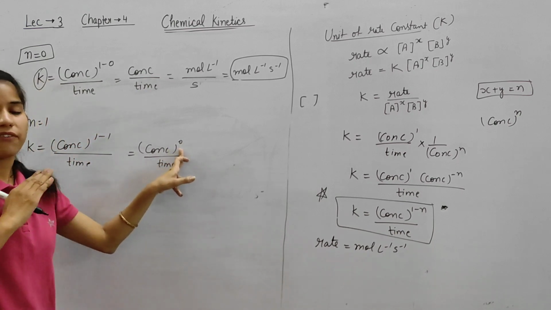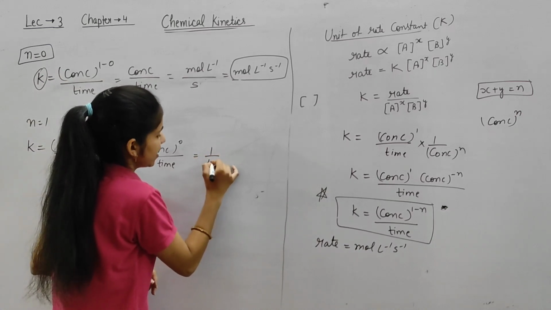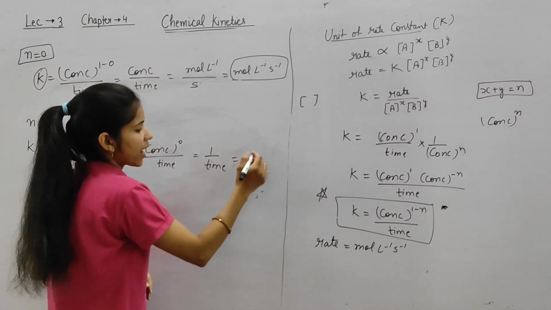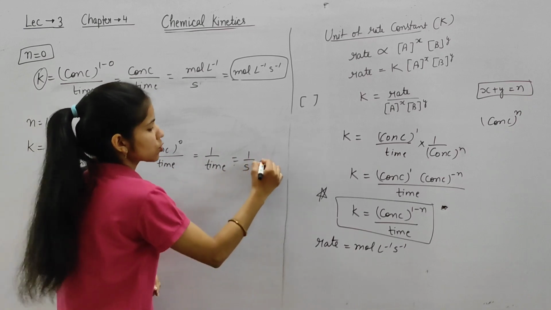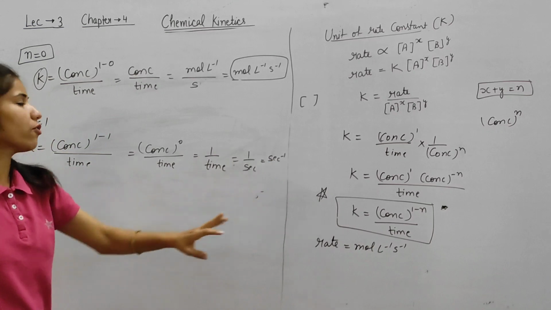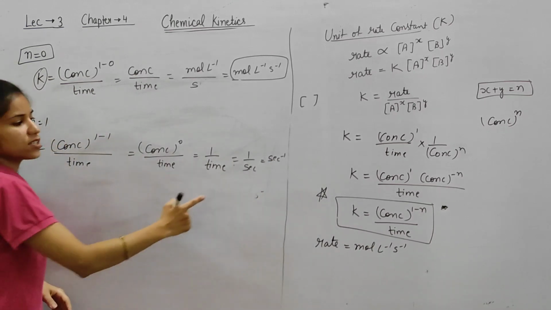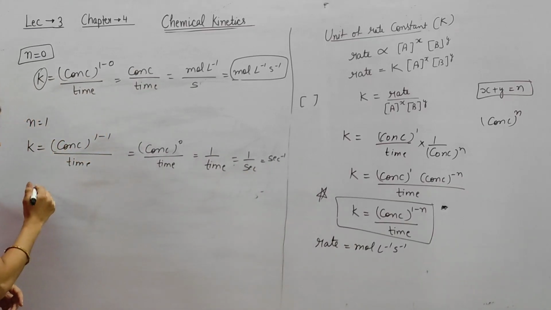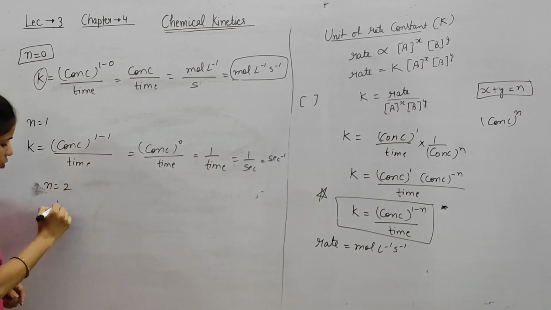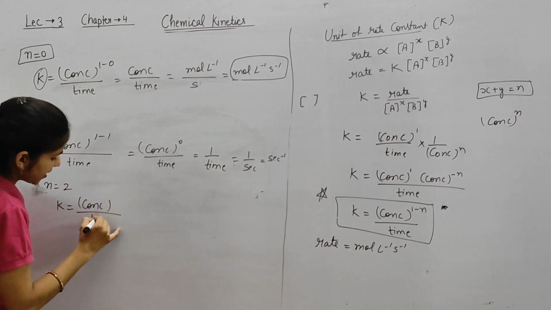So here we are having nothing. So this is 1 by time. So time we are taking in second. So per second we can say. So the unit of rate constant for first order reaction is per second. Now the third is n equals to 2. So k equals concentration divided by time.